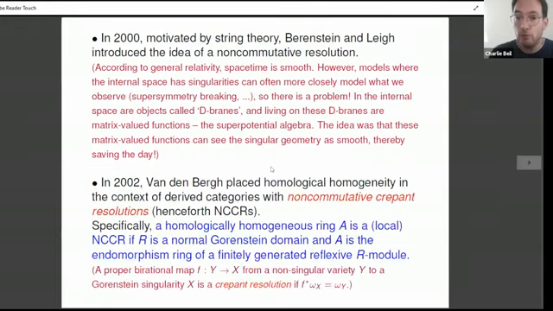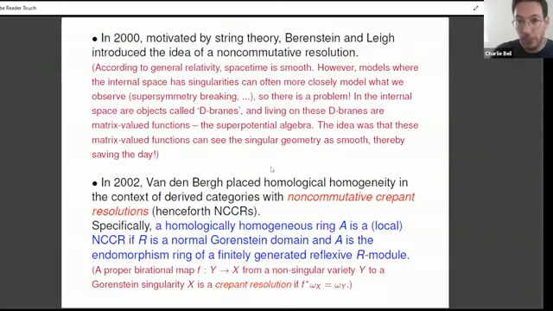Then in 2002, Van den Bergh placed the idea of homological homogeneity into the context of derived categories with his definition of a non-commutative Crepant resolution. It's much more technical and formal, but it was specifically to have derived equivalences between a non-commutative algebra and the coherent sheaves on different commutative resolutions of the center of that algebra.